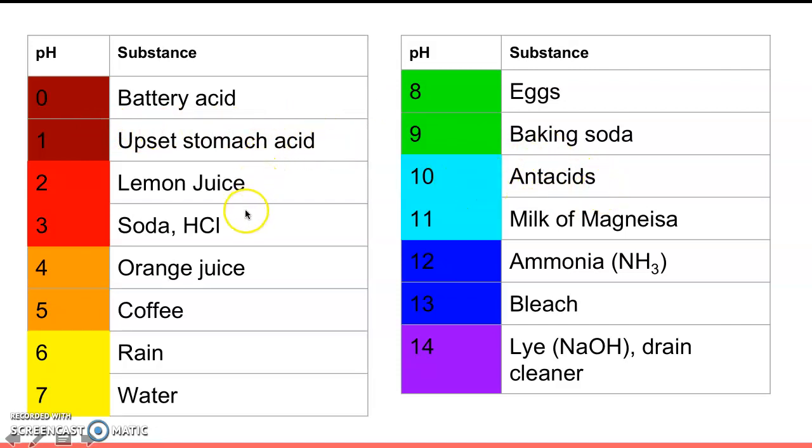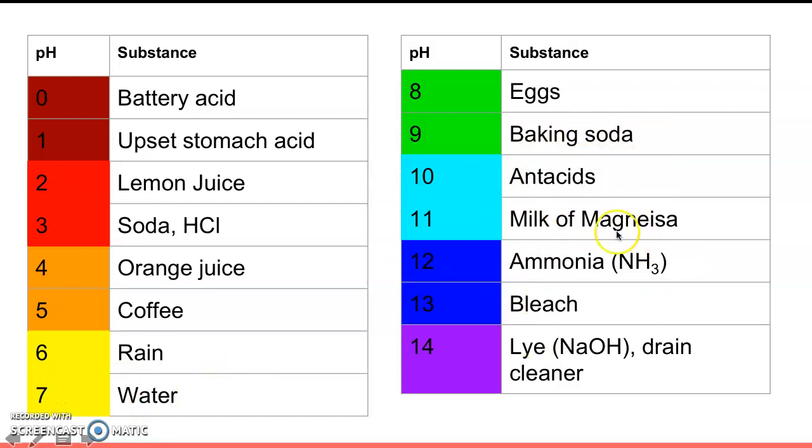Lemon juice, pretty acidic. Soda, hydrochloric acid, pretty acidic. For example, Coca-Cola is acidic enough to take rust off of stuff, so it is fairly acidic. Orange juice, coffee, a lot of the things that we eat and consume fall into this acidic range. Rain tends to be slightly acidic. Water, our neutral compound.